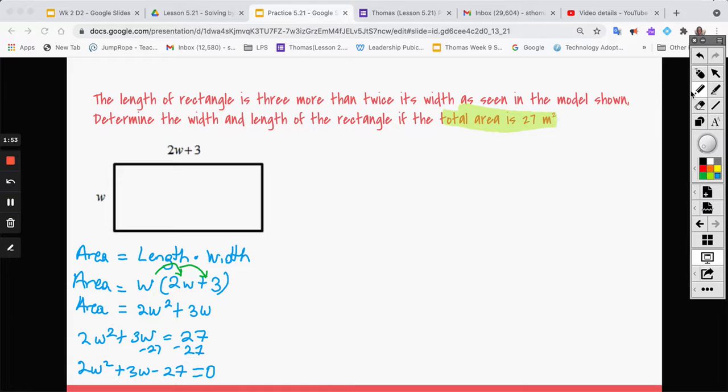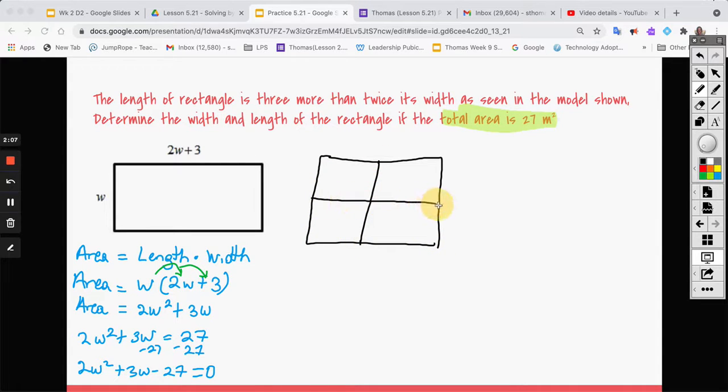From here, we are going to put it in the factored form, which means that we're going to use the box method. So we're going to draw our box. And based on the equation that we have, we know that our 2W squared goes in the first, so it's 2W times W. And we have a negative 27 right here. So we've got to think about what are the factors of a negative 27. That will help us here.